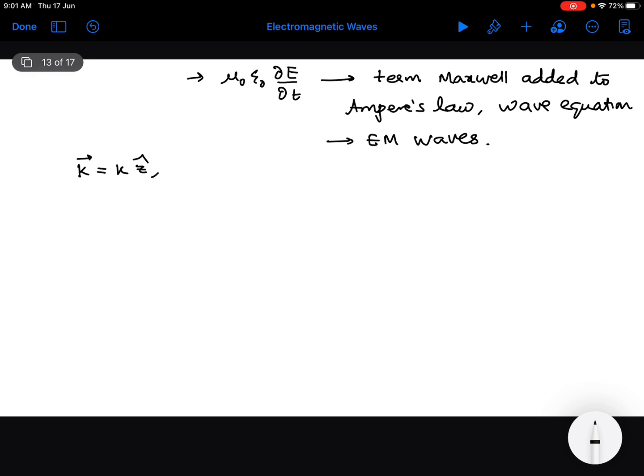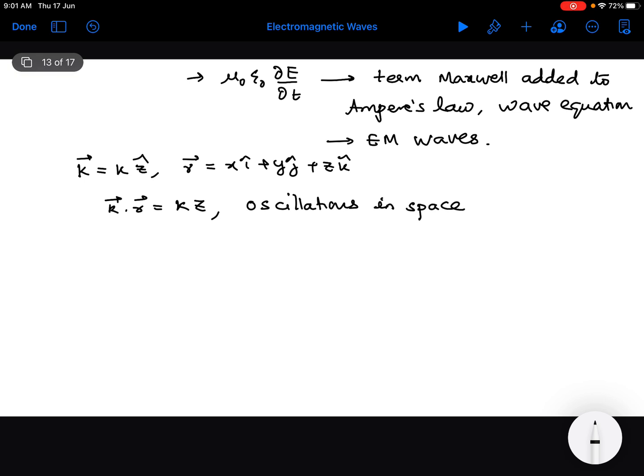Okay. Now let's suppose that the wave direction k bar is k times z cap, which means we fix the direction of wave propagation, and the position vector is x i cap plus y j cap plus z k cap. Then k dot r bar is simply kz. What is k dot r? Which is oscillations in space. And what is omega t?